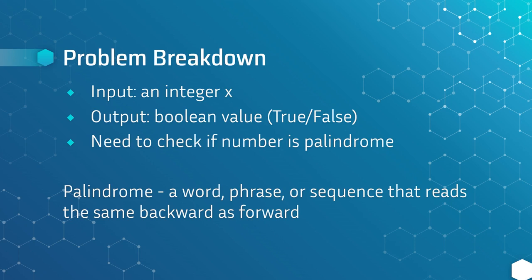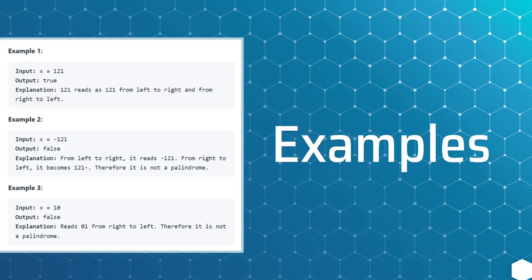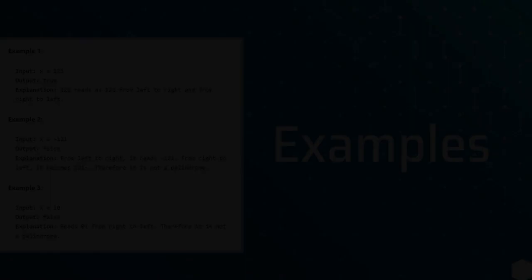And a palindrome, as stated in the problem, is a word, phrase, or sequence that reads the same backward as forward. So here are some examples given by the problem. 121 would be a palindrome because if you read it backward, it's still 121. However, negative 121 is not. If you read it backward, it becomes 121 minus. And 10 is not a palindrome because if you read it backward, it would be 01.